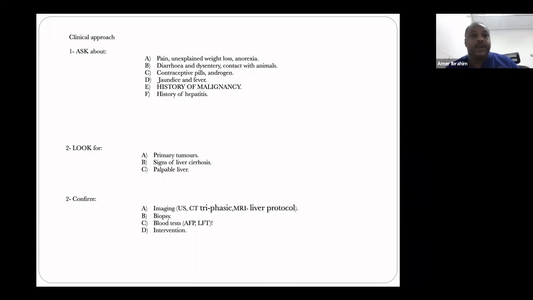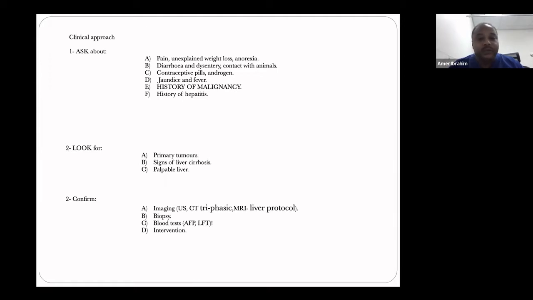It's okay. So this is the clinical approach for any liver lesions. The important things that you are going to ask about are the pain, and any unexplained weight loss, anorexia, diarrhea, and dysentery, which is related mainly to amoebic dysentery and amoebic abscess and pyogenic abscess, relation to the contraceptive pills and androgens, which is related mainly to hepatocellular adenomas, jaundice, fever, history of malignancy in case of metastasis, and history of hepatitis.